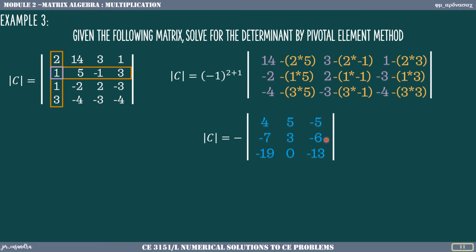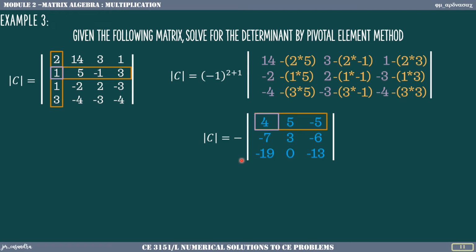So again, we have a 3 by 3 matrix, so we could apply Sarrus's rule already to solve for the matrix. And whatever value we get from Sarrus's rule, we will also get the same value if we continue with the pivotal element method. So if we continue by the pivotal element method, we do not have elements equal to 1. So what will we do? We choose any element inside our matrix that we would like to convert or reduce to 1.